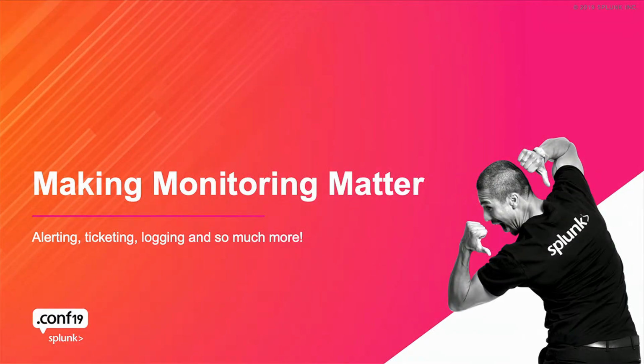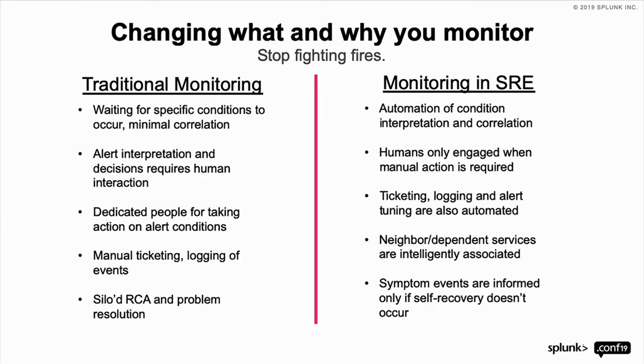So first, let's talk about making monitoring matter. And the first thing that I want to go over is, again, going from that traditional monitoring approach to the SRE monitoring approach, you have to be very cognizant of what the differences are between the two. So in a traditional monitoring approach, you wait for specific conditions to occur. There's not a lot of correlation between those conditions. They remain very disparate in an alert queue, something like that. Interpretation of those alerts, interpretation of monitoring is all done by a human being. People are determining what is and is not important and what requires human attention.